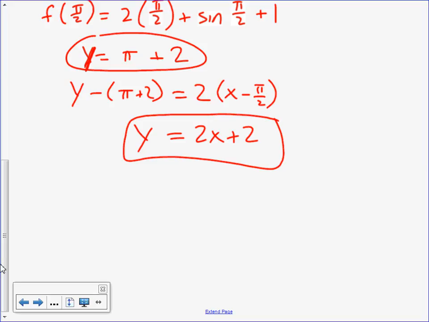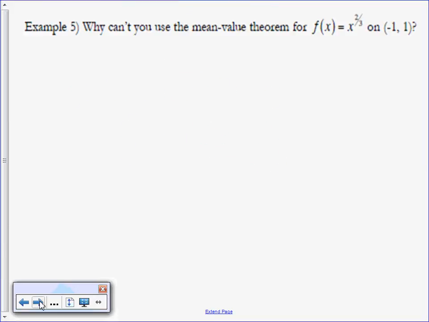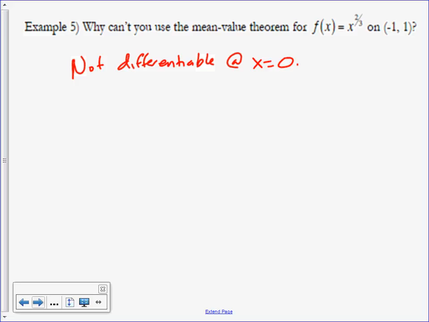Okay. Last one. x to the 2/3. If x equals 0, then it's not. So it's not differentiable at x equals 0. That's it. Not differentiable at x equals 0.